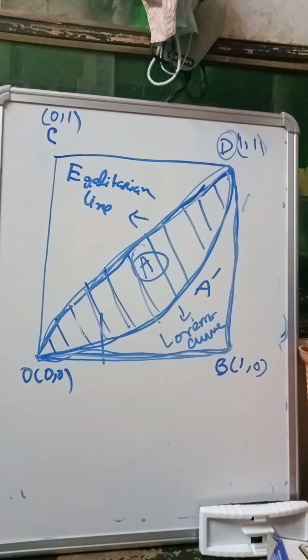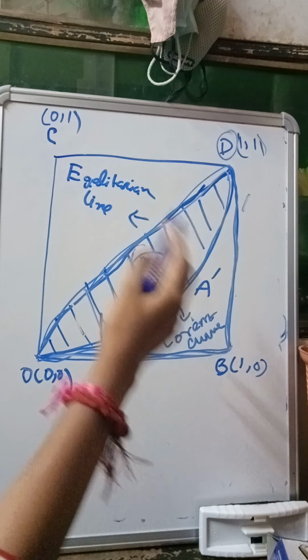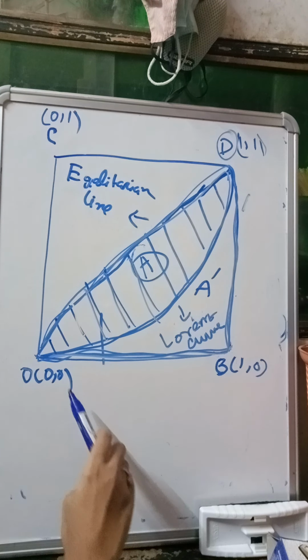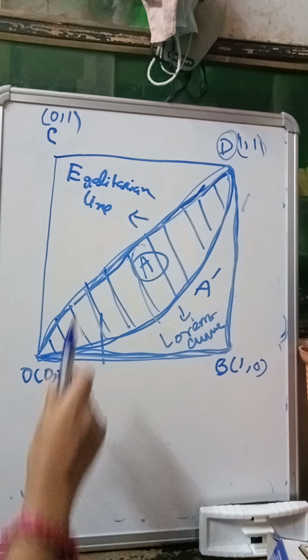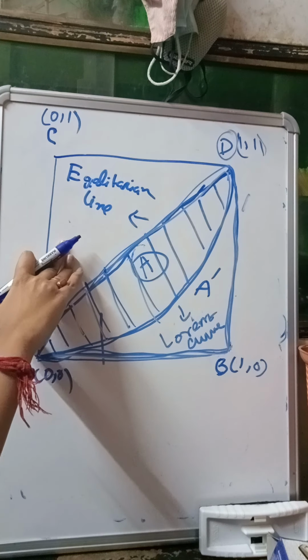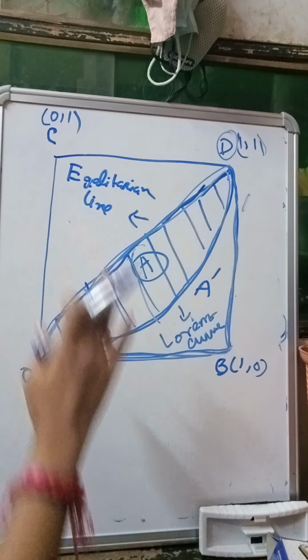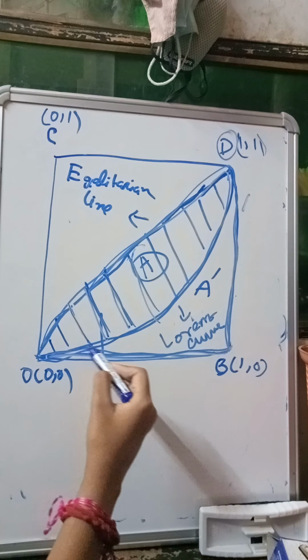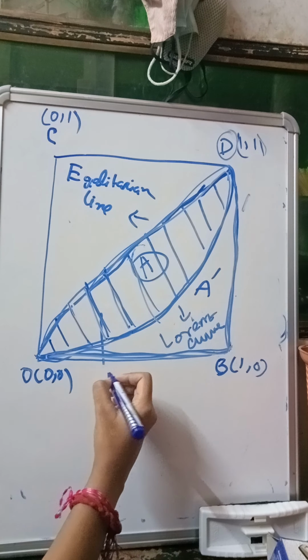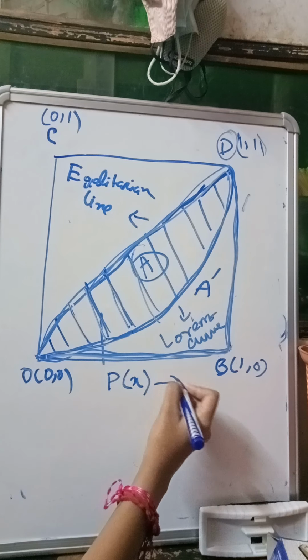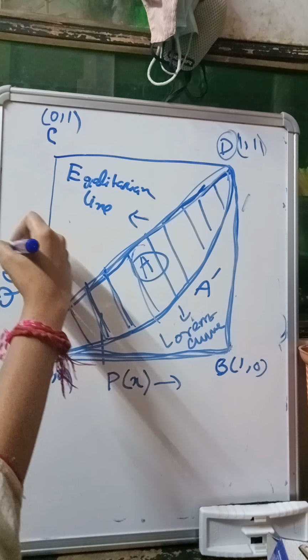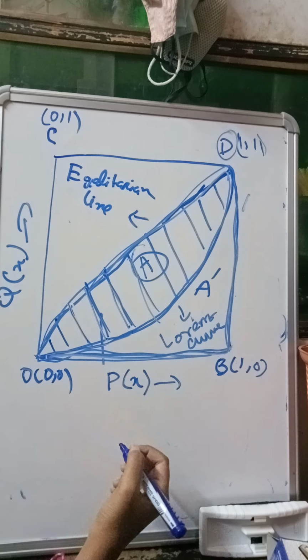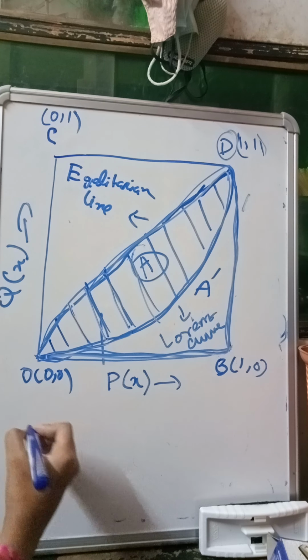So in this video we will learn about the concept of Lorenz ratio, or we can say Gini coefficient. Now I have already drawn the Lorenz curve. As you can see, this OD is nothing but the egalitarian line, or a line of equal distribution. And this is the area of concentration, and this is the Lorenz curve. Here on the horizontal axis we measure px, and on the vertical axis we measure qx. Now I have already mentioned what px and qx are.